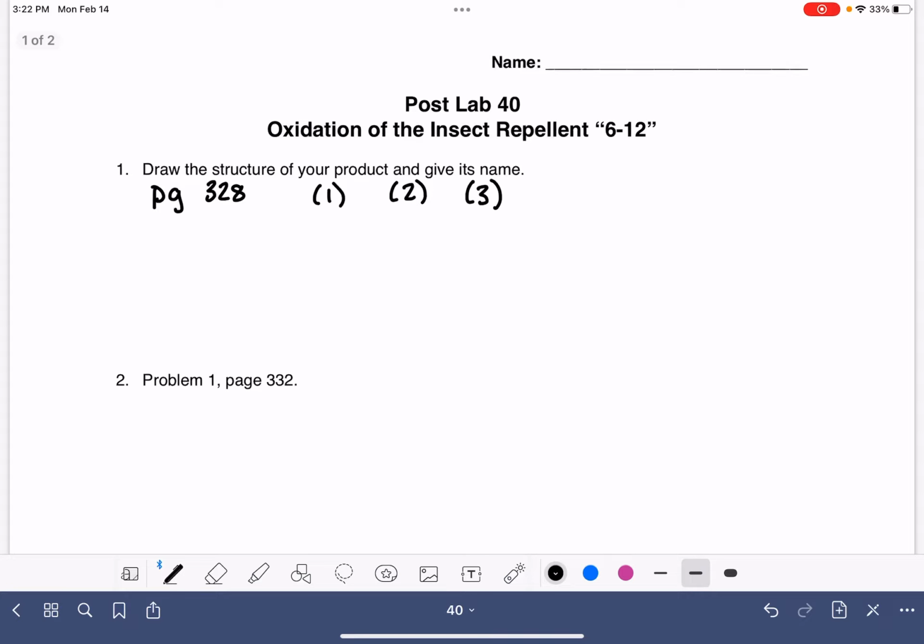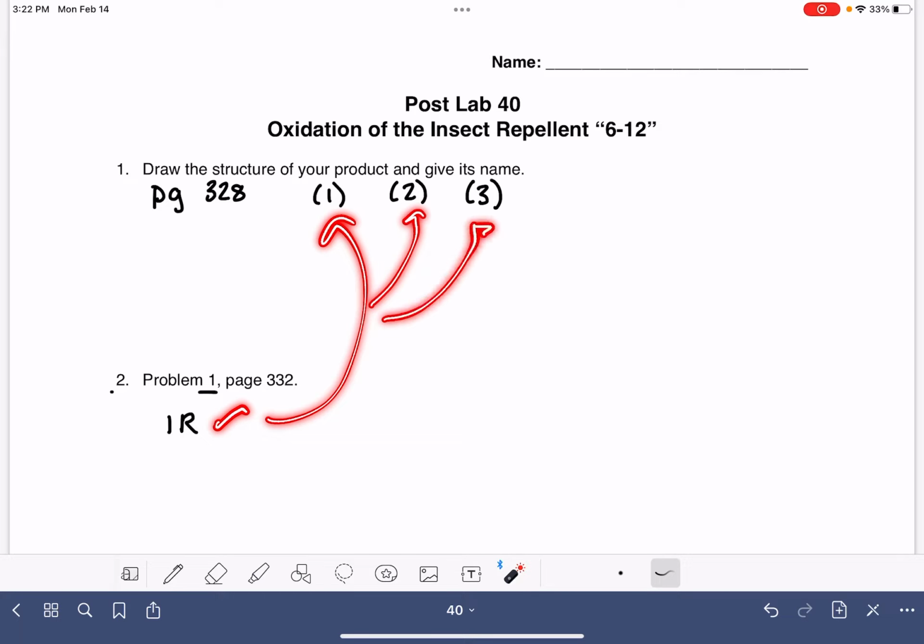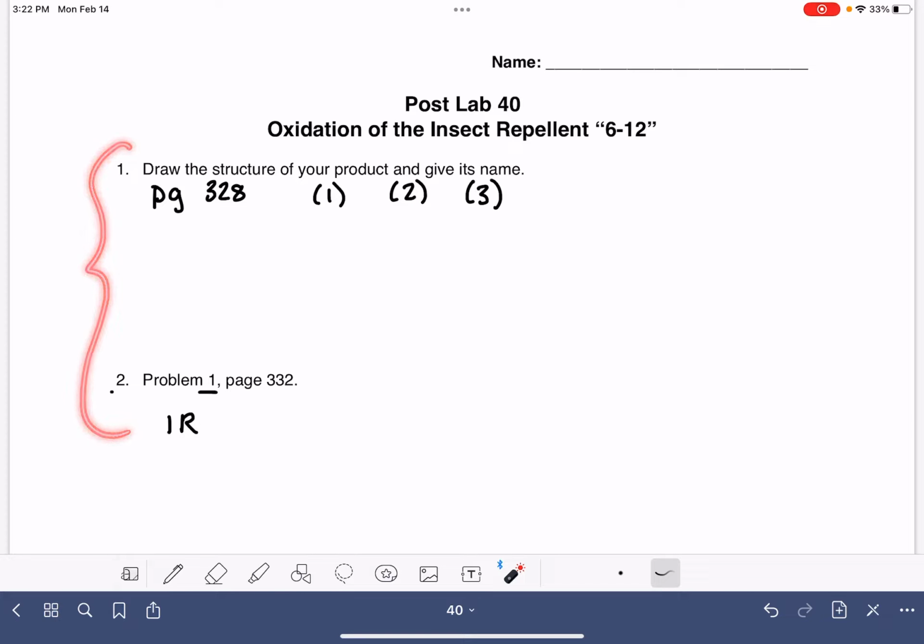And if you go down to the second part of this post lab, which is problem 1 from page 332 from your textbook, this problem is telling you to use the IR spectrum and explain how you decided if you made molecule number 1 or 2 or 3 or some combination, 1 and 2 or 2 and 3 or whatever. These all have different functional groups, so the IR is a great way of being able to tell them apart. So you really want to work on these 2 problems at the same time.